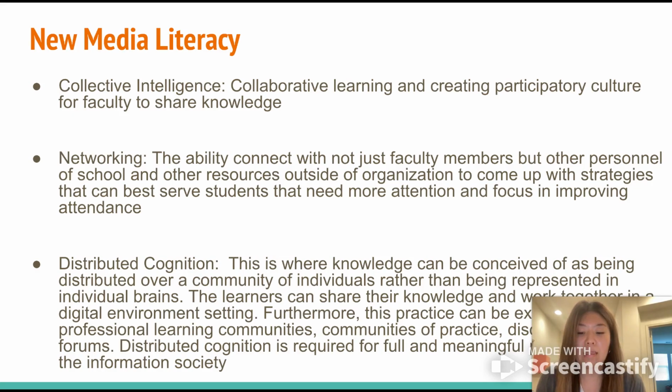And collective intelligence has its roots, for example, in collaborative learning, which also creates a space for participatory culture for faculty and other school personnel to share their knowledge with each other. So I think Brown, and I want to say Dewey, mentioned that learning should be engaging and best understood within communities, and so learners collaborating can gain new perspectives.